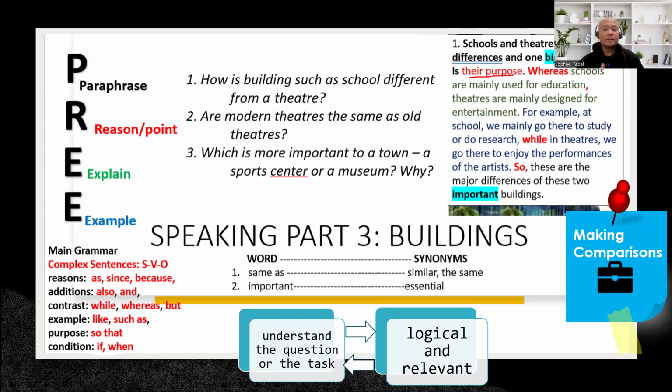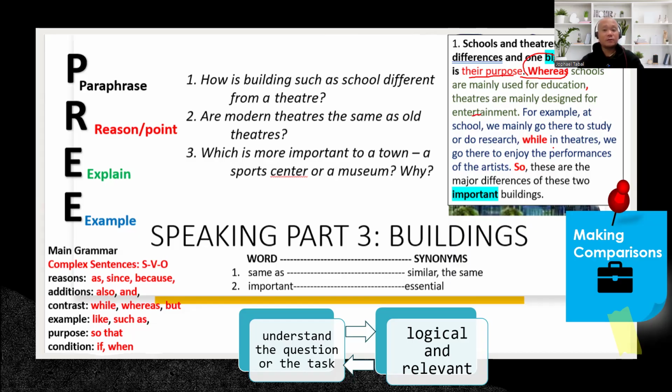So again, he or she has to give a direct answer, a direct comparison of the things being asked. For example, here, the candidate is being asked to compare building a school and a theater, right? So if you look at the answer here, we have: the biggest contrast is their purpose. Now we use a complex sentence: whereas schools are mainly used for education, theaters are mainly designed for entertainment. So the answer is very direct, okay?